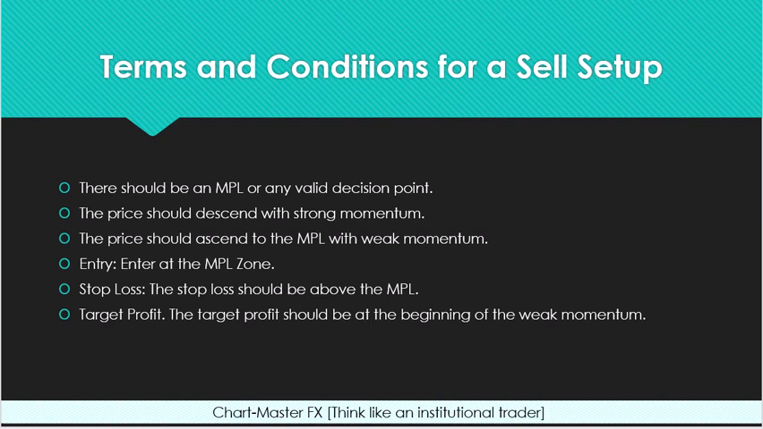When the price drops down with heavy momentum, you wait for the price to come back to the MPL or a valid decision point. Then you can place your trades there. So the price should descend with strong momentum. As I have said, the price should ascend to the MPL with weak momentum. Enter at the MPL zone. The stop loss should be above the MPL. The target profit should be at the beginning of the weak momentum. So guys, these are the conditions for a sale setup.